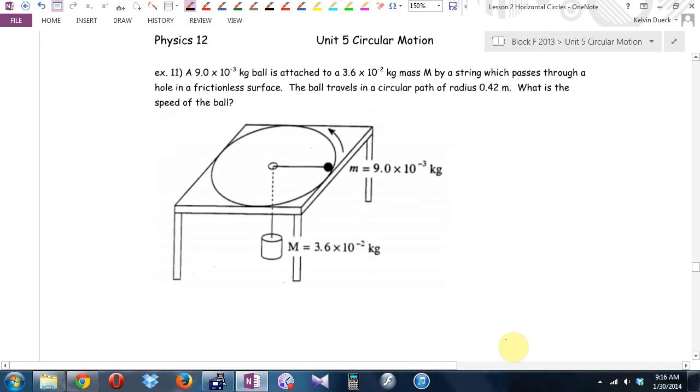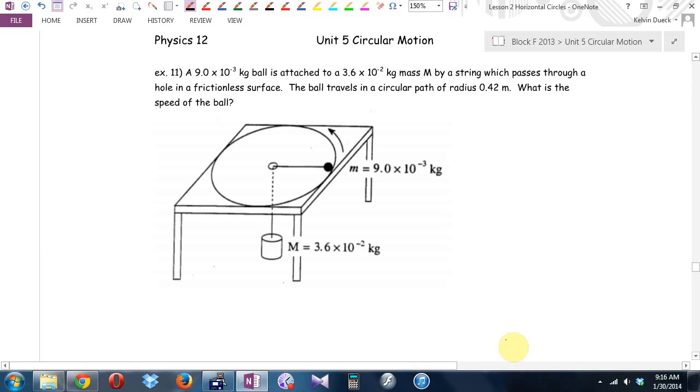Example 11. I like this question. But this is a tough one to visualize because I don't have a setup for it. Here's what it's saying. There is a small ball, and it's attached to a much bigger mass, big M, hanging down through the hole there.